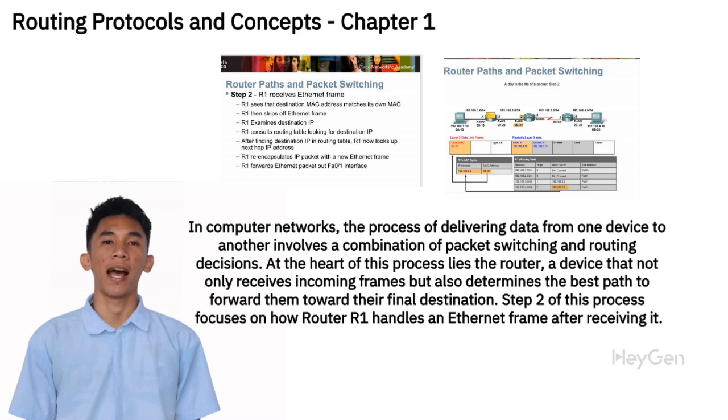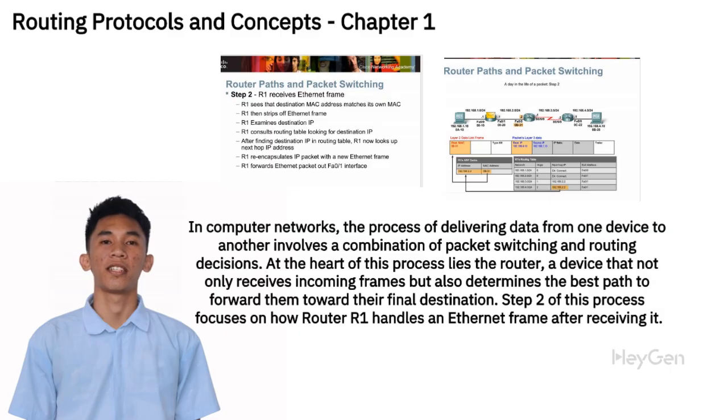Router paths and packet switching. Step 2. In computer networks, the process of delivering data from one device to another involves a combination of packet switching and routing decisions. At the heart of this process lies the router, a device that not only receives incoming frames but also determines the best path to forward them toward their final destination.